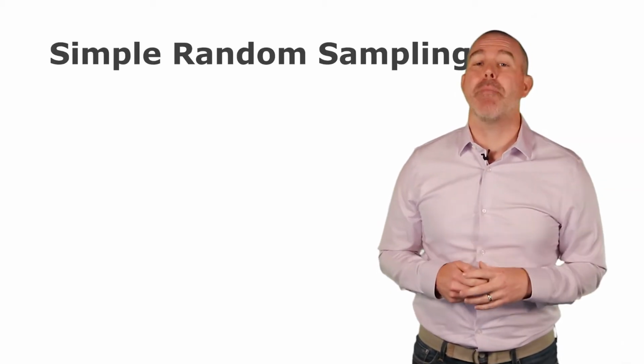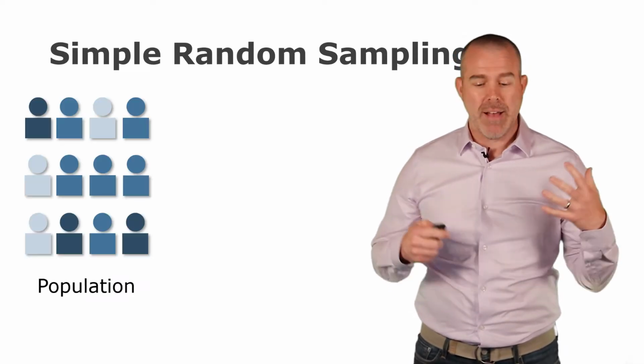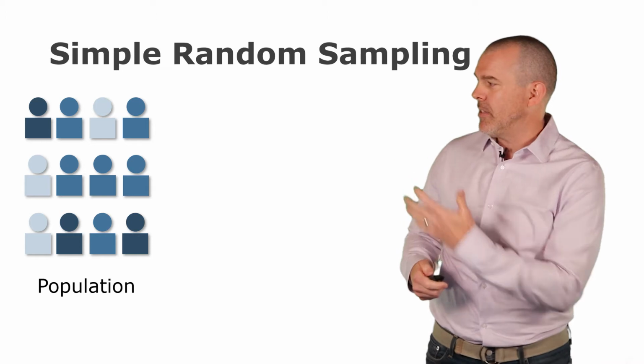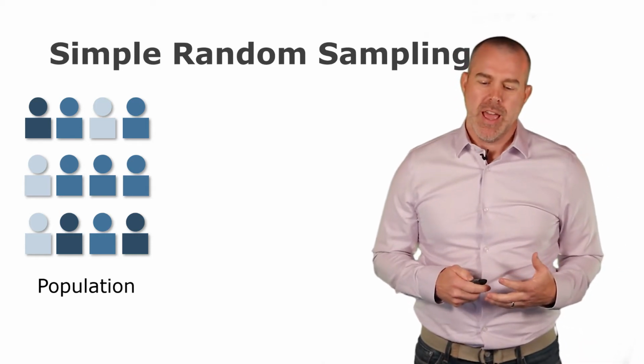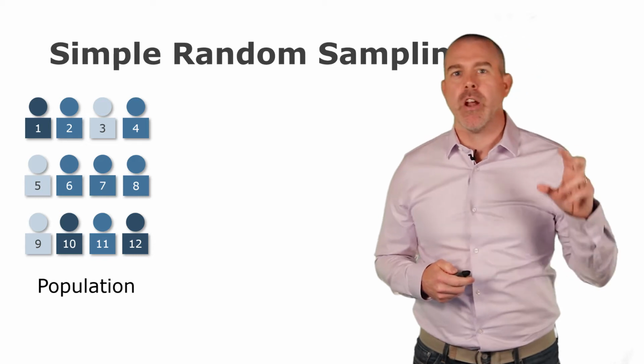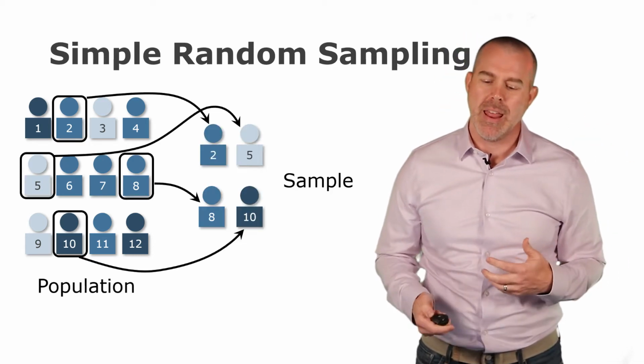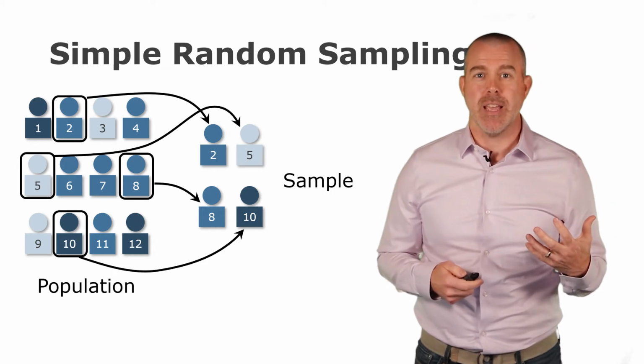All right, the first type of random sampling is called simple random sampling. This is where we have some population here. We're going to represent this with these 12 figures. And we'll number them. Maybe we'll use a random number generator. Maybe we'll draw names from a hat. Maybe we'll draw ping pong balls, something like that. And we randomly select a sample.